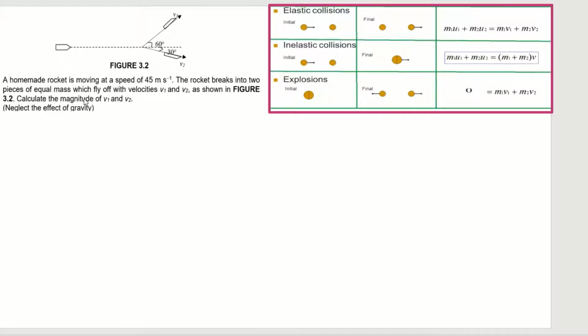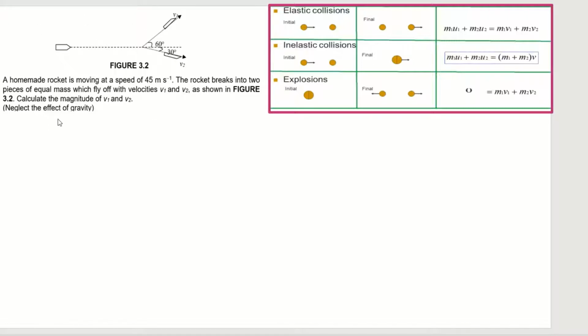How about collision or momentum in two dimensions? For example, this question. A homemade rocket is moving at a speed of 45 meters per second. The rocket breaks into two pieces of equal mass which fly off with velocities v1 and v2, as in the figure above. Calculate the magnitude of v1 and v2. Neglect the effect of gravity.